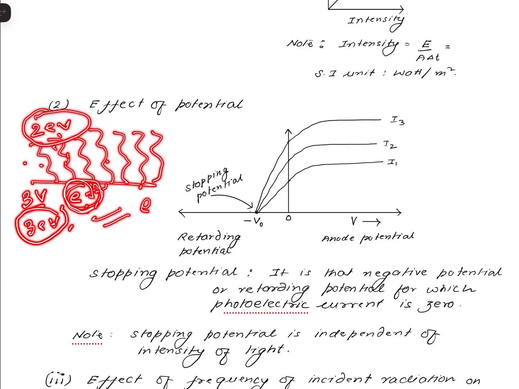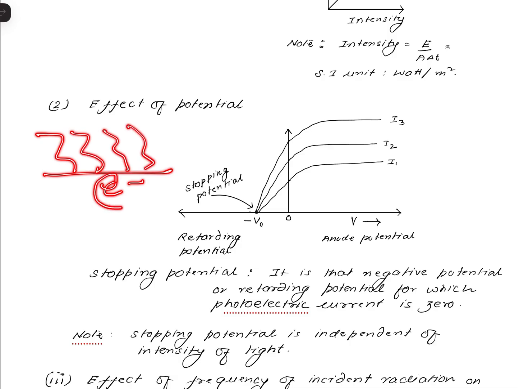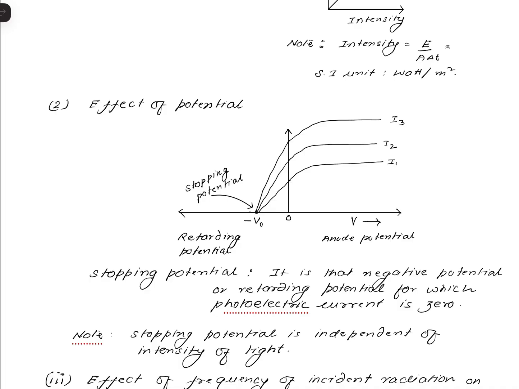Now see, why is it independent of intensity? In the case of the photoelectric effect, we are talking about the particle nature of light. In the particle nature of light, even if I increase the number of photons, this electron will be hit by just one photon only. Another photon cannot hit. This is a one-to-one interaction.